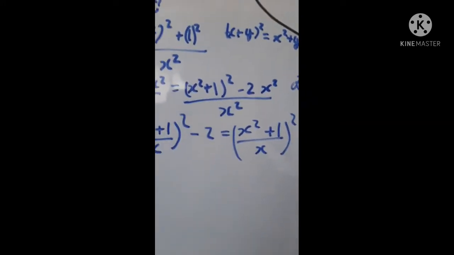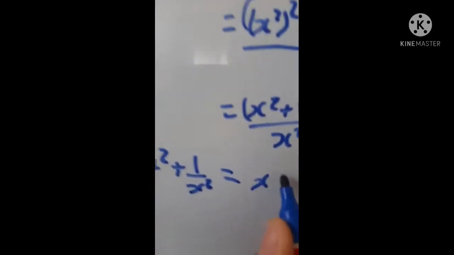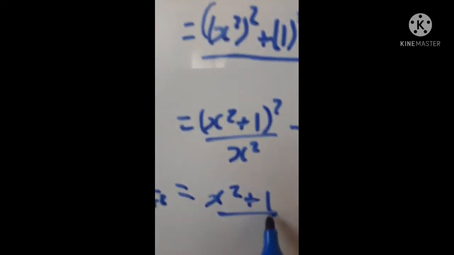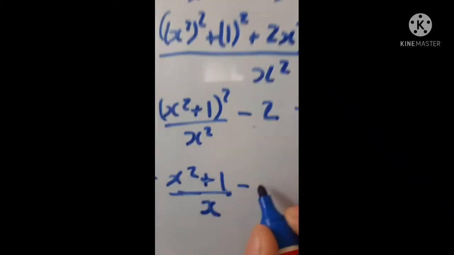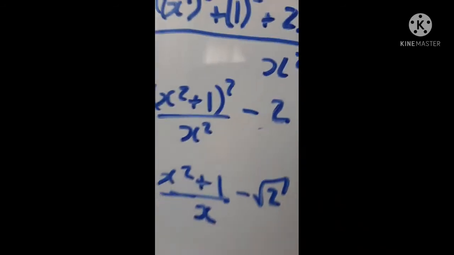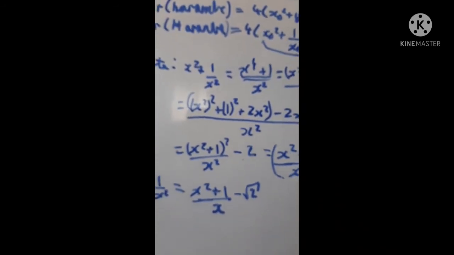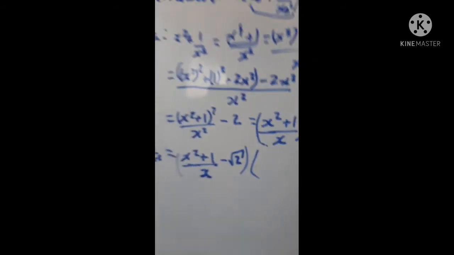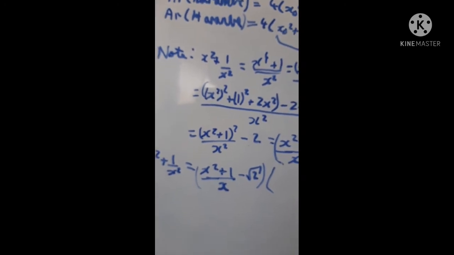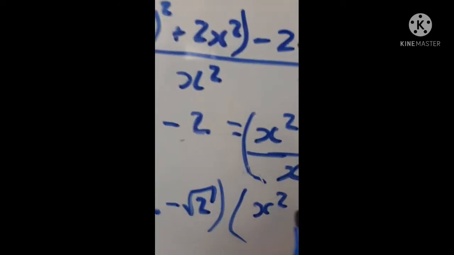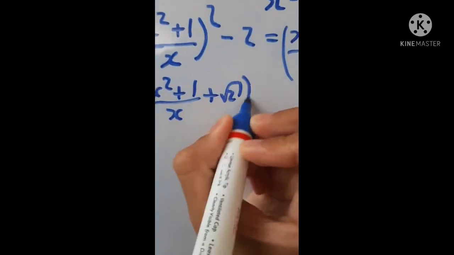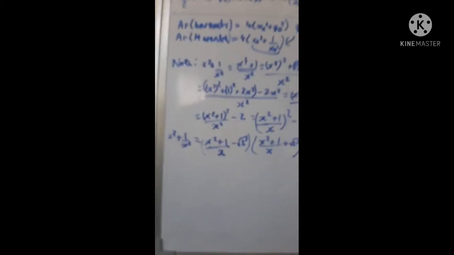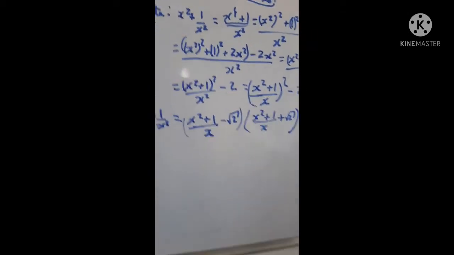So you have (x squared plus 1) over x, minus root 2, right? That makes sense. And then we'll do (x squared plus 1) over x, and the same thing again, plus root 2. And hopefully that makes sense to you, right? Okay, makes sense.